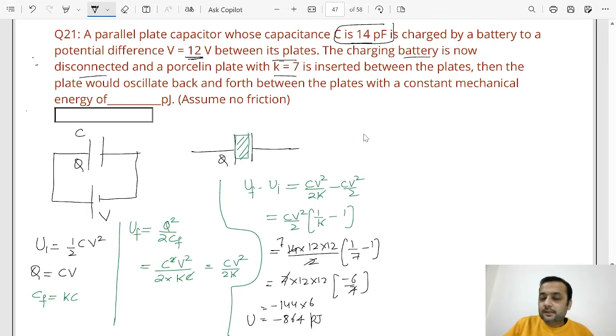But suppose this external agent did not do any work. Suppose he took this dielectric and he just released it.